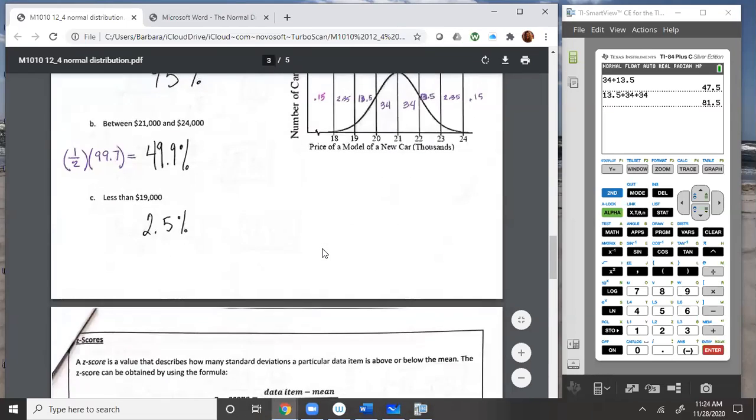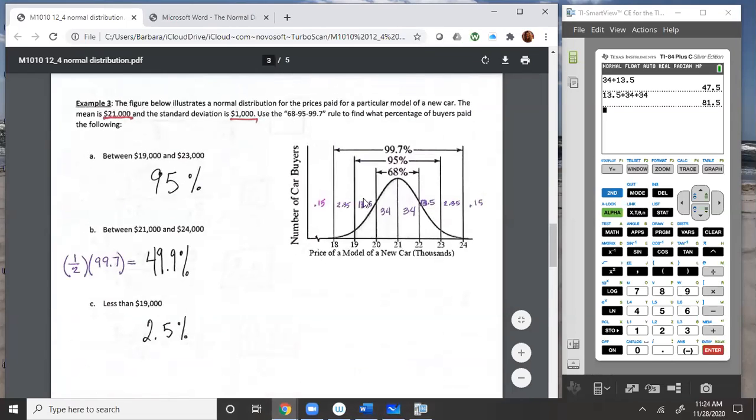And example 3, last example, and then we're going to go to z-scores. The figure below illustrates a normal distribution for the prices paid for a particular model of a new car. The mean is 21,000 and the standard deviation is 1,000. Use the 68, 95, 99.7 rule to find which percentage of buyers paid the following.